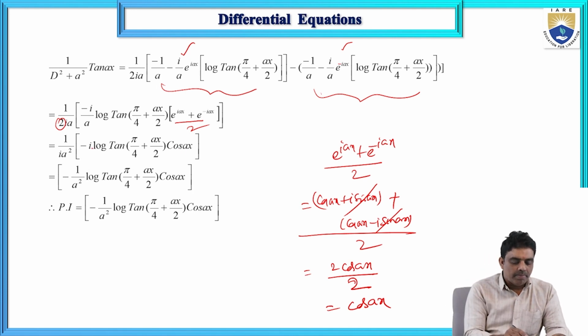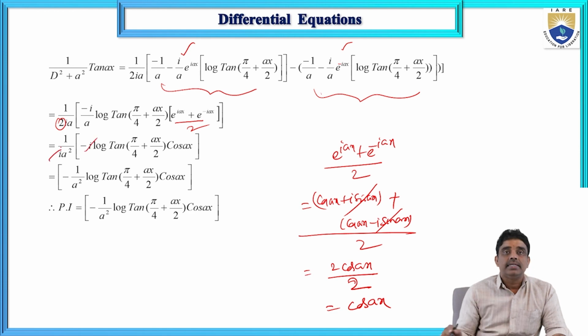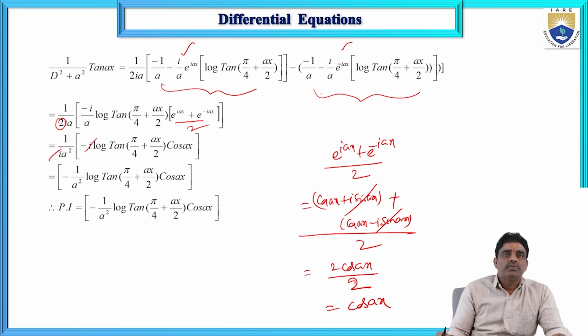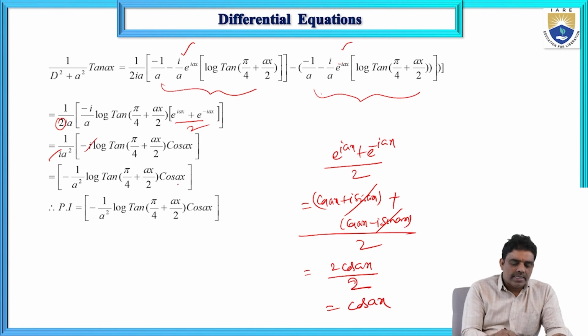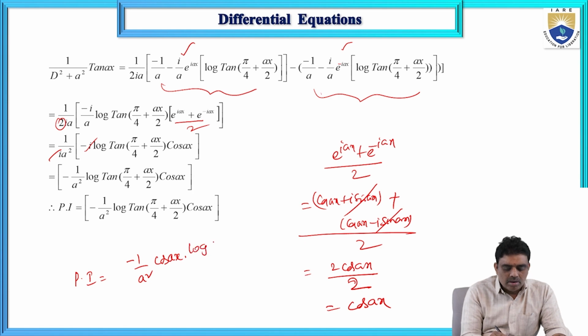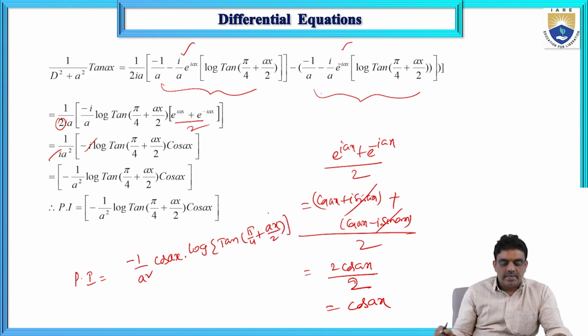Then minus 1 by i a also gets cancelled. i is there, here also i is there. Minus 1 by a square into cos ax into log tan(pi by 4 plus ax by 2). Therefore, the particular integral is minus 1 by a square of cos ax log tan(pi by 4 plus ax by 2), which is the particular integral of the given problem f of D into y is equal to Q of x, where Q of x is equal to tan ax.